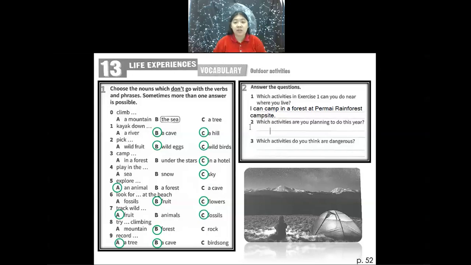Number two, which activities are you planning to do this year? So you see here is asking you, are you planning to do? So you can just answer anyone. So I'll just put an example. I'm planning, okay, maybe I say look for fossils at the beach. Oh, okay, and then it says which activity. So I need to put at least two. I'm planning to look for fossils at the beach and maybe record bird song.